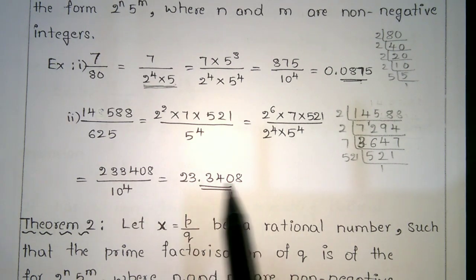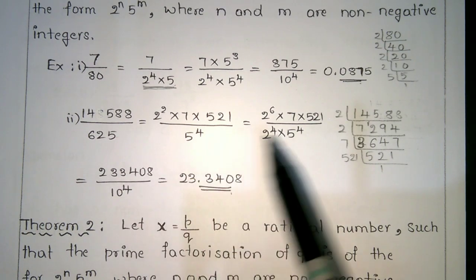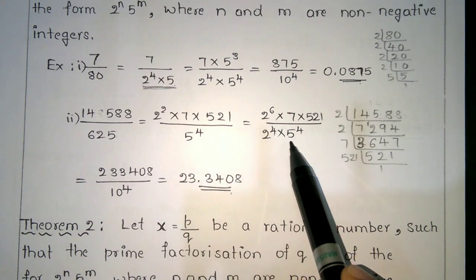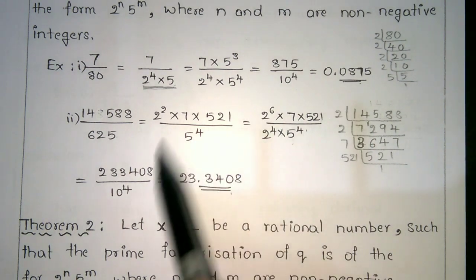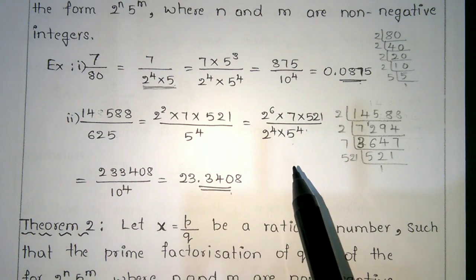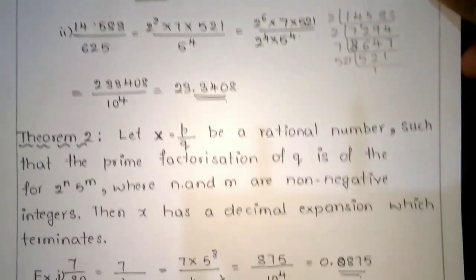So it is equal to 23.3408, which is terminating and is in the form of p by q, and you can write the denominator in the form of 2 power n and 5 power m. So any number with denominator in the form of 2 power n and 5 power m is in the form of p by q. One more theorem you have to see now.